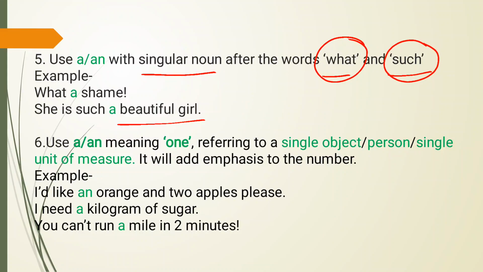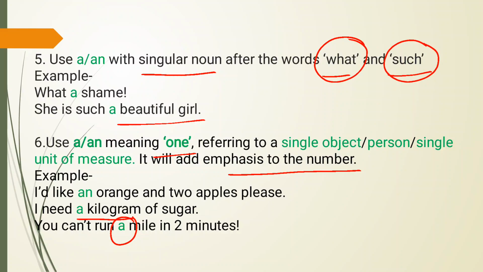Use a or an meaning one, referring to single object, person, single unit of measure. It means whenever we want to emphasize the number one, then we will be using indefinite article a or an. Example, I would like an orange and 2 apples. Here, an orange means 1 orange. I need a kilogram of sugar. A kilogram refers to 1 kilogram. You can't run a mile. A mile here refers to 1 mile.